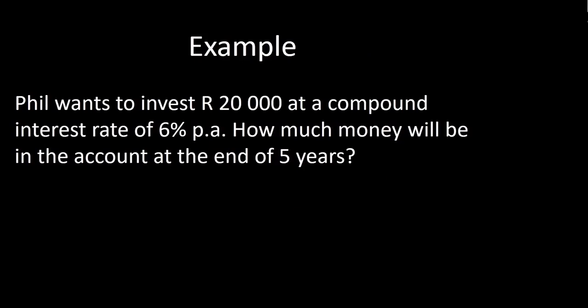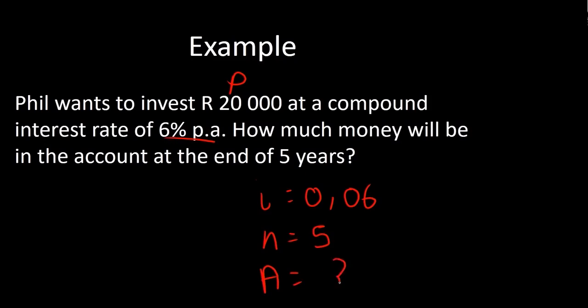Okay, let's think about this one. Phil wants to invest 20,000 Rand, so that's his initial amount, at a compound interest rate of 6% per annum, so therefore I would be 0.06. All we do is divide 6 by 100. How much money will be in the account at the end of 5 years? N is equal to 5, and we are looking to find the value of A.